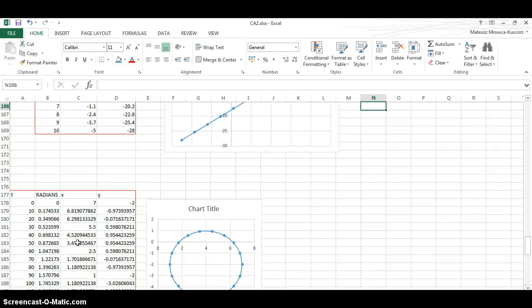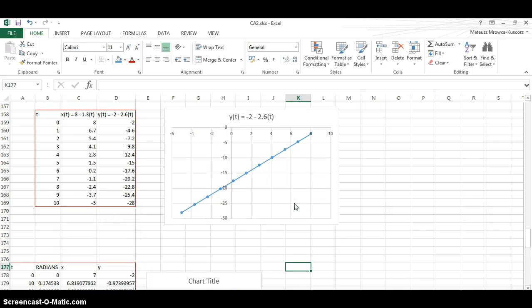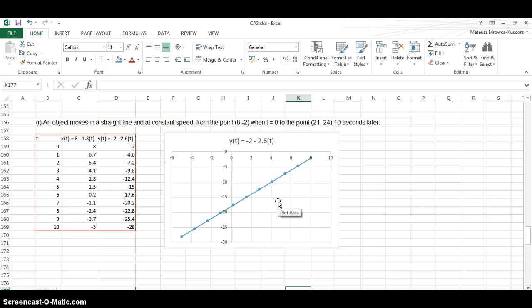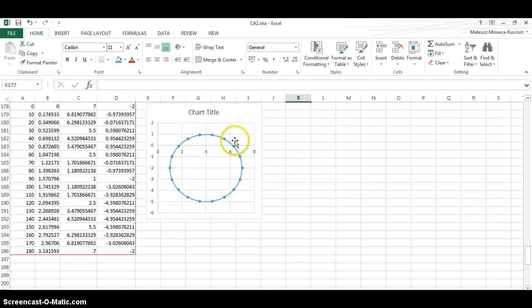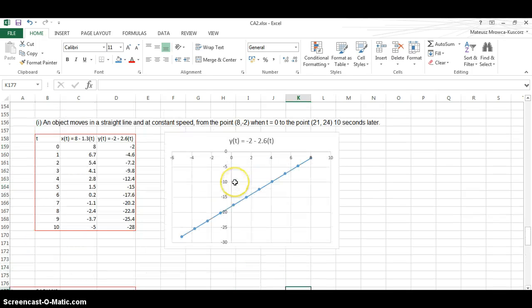Hello, this is my screencast for the exercise we were given to create and explore the functions in Excel using parametric equations. We were told to create a straight line graph as well as a circular motion and explore how different values control the shape and the speed of the graph being created.